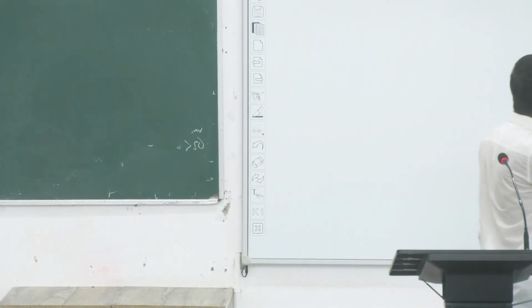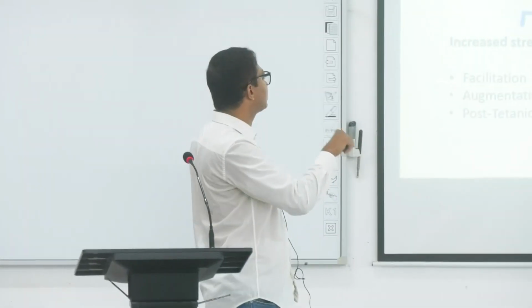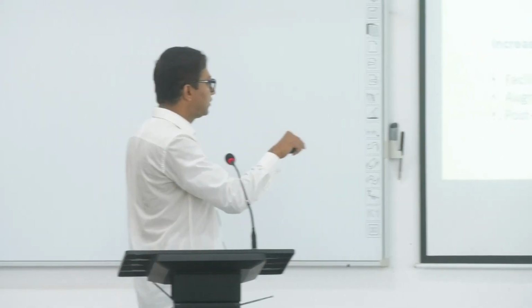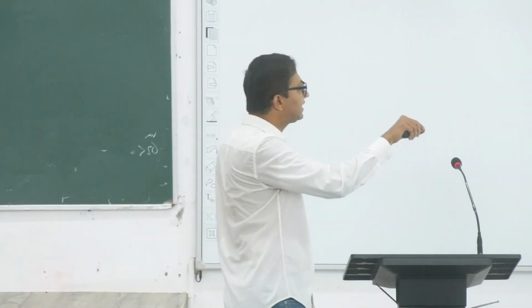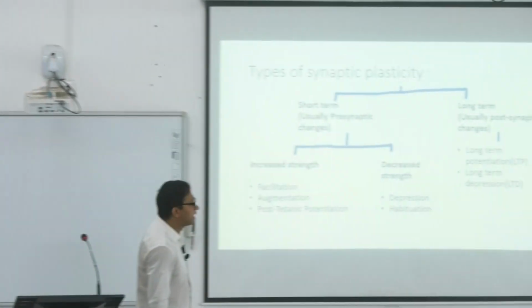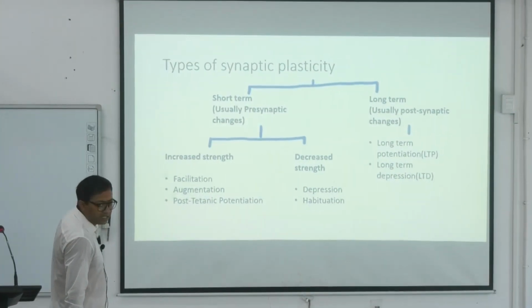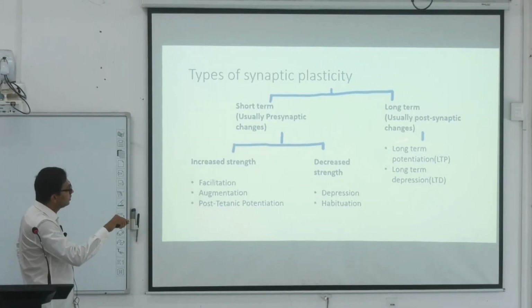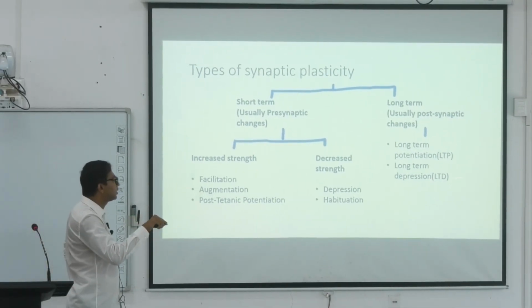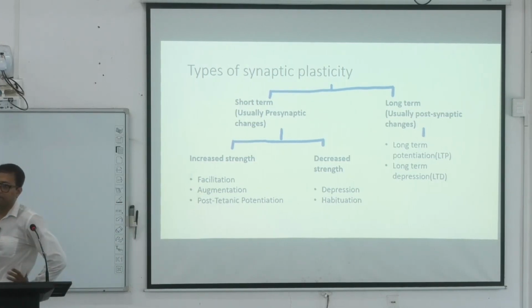So in short-term changes, for increased strength of synapse, there are three types: facilitation, augmentation, and post-tetanic potentiation. Just remember, you do not need to know in very detail, right? And decreased strength of the synapse is depression and habituation. And under long-term changes, it's called long-term potentiation and long-term depression.